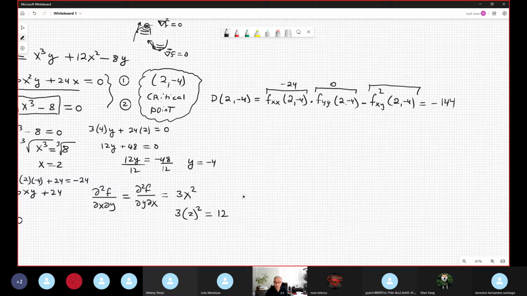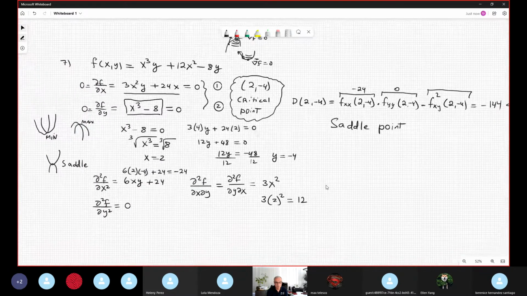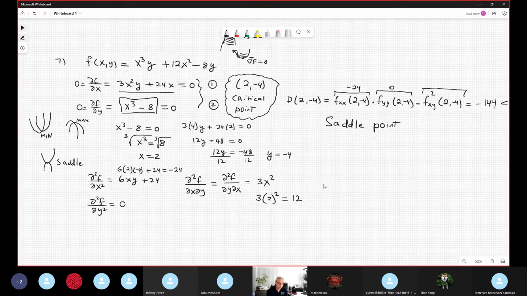Conclusion, guys. When the discriminant is negative, definitely, you don't need to investigate anymore. This is a saddle point. So at this point, the only critical point that we have in this surface is a saddle point. End of story. Super.